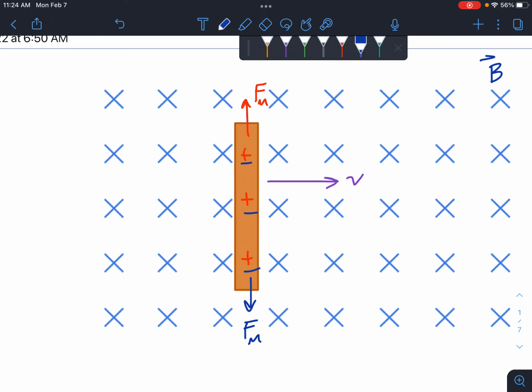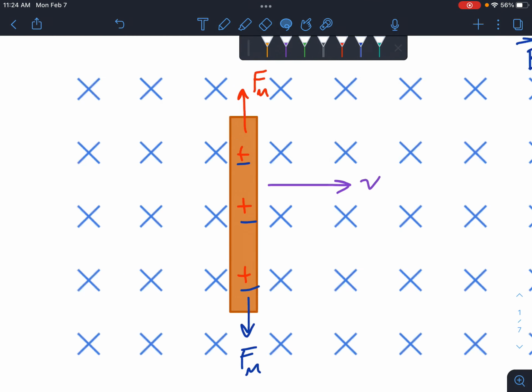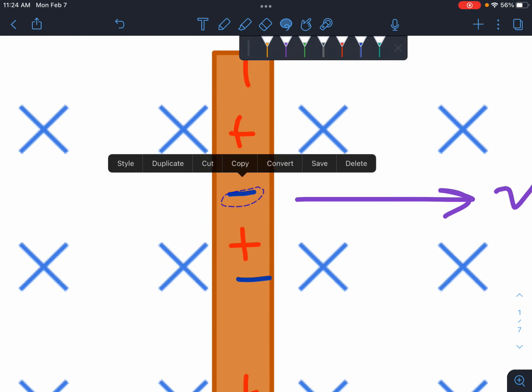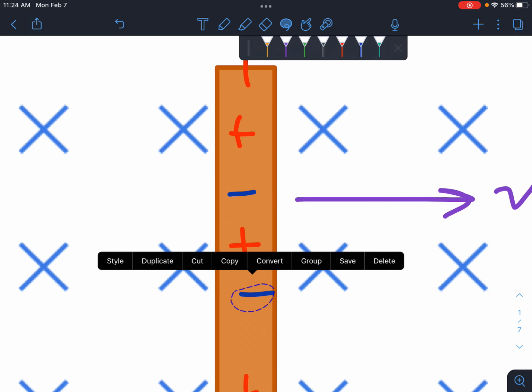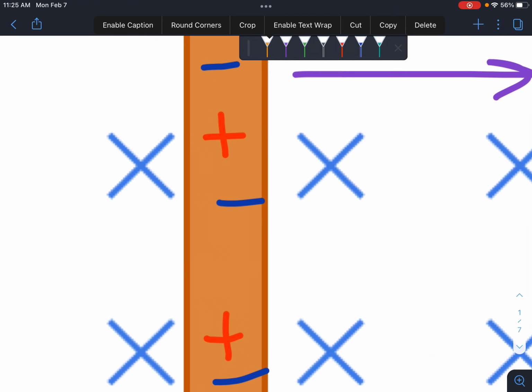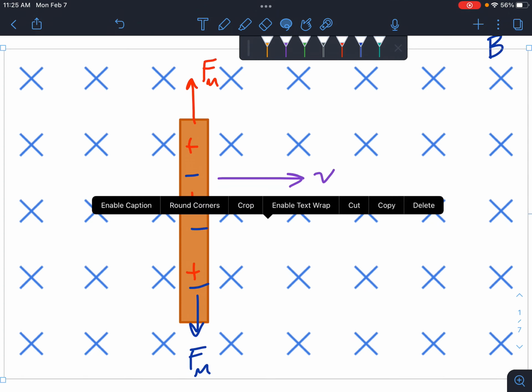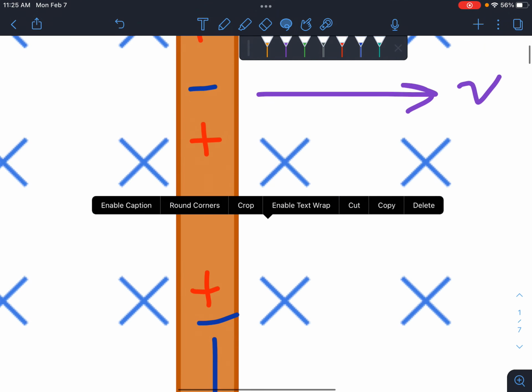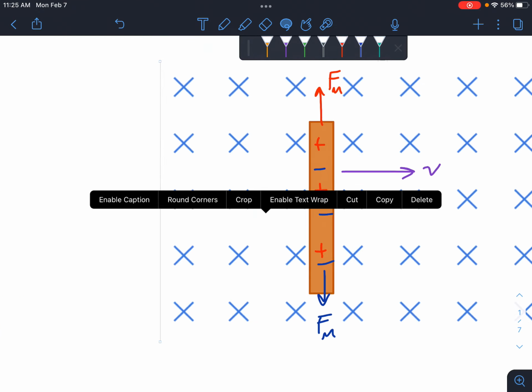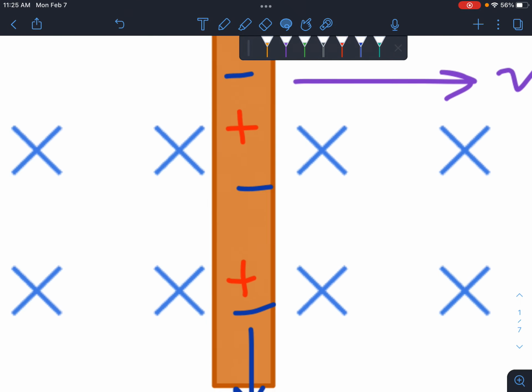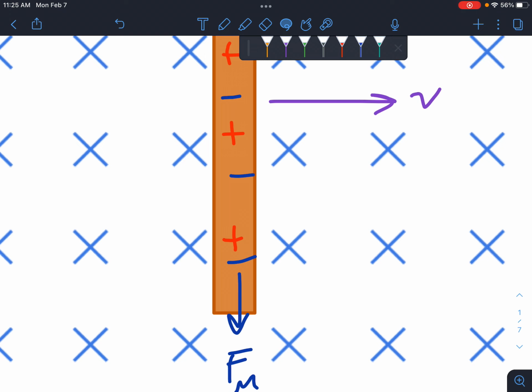I forget which one. Now, the positive charges don't move, but in a conductor, the negative charges will move. And so these negative charges, like this one here, will start to move downward. Anyway, the negative charges will move downward. The positive charges will stay where they are. The negative charges will move downward.